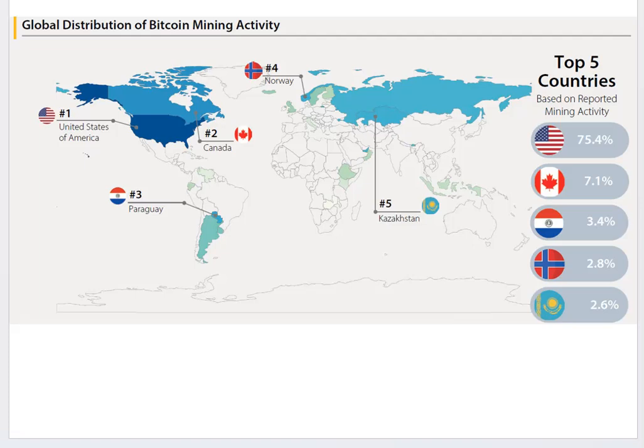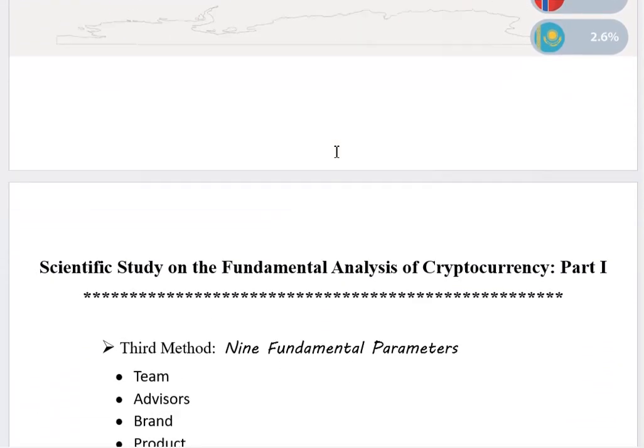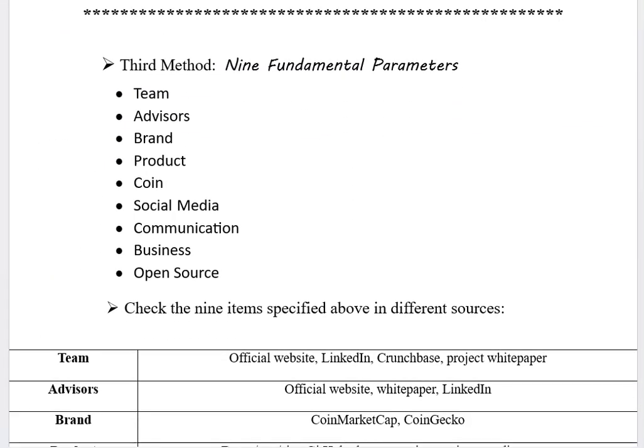Okay, let's go to the third method. In this method, 9 semi-fundamental parameters are examined. These 9 parameters can be found in different websites, and you can compare them across different cryptocurrencies. Now, let me explain each of them.